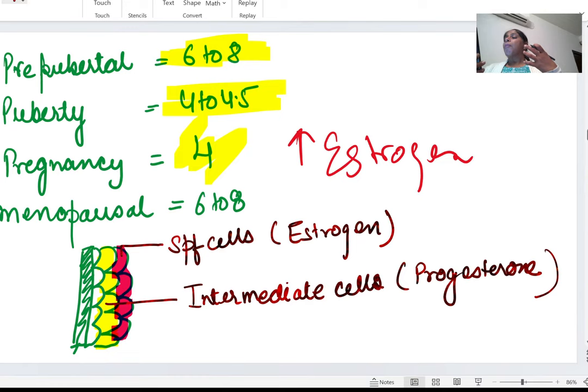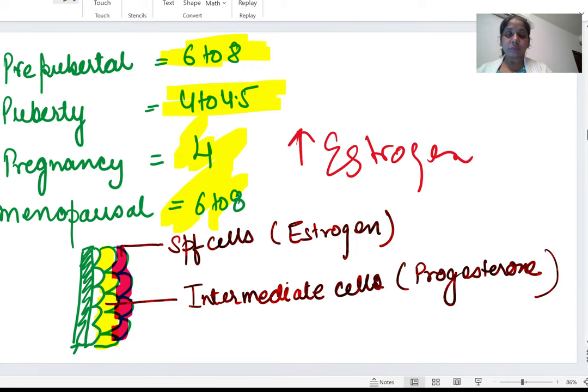What is the pH in the menopause? Once again, estrogen has finished in the menopause, like in pre-puberty. Come on, everybody. 6 to 8. Okay, it is 6 to 8.